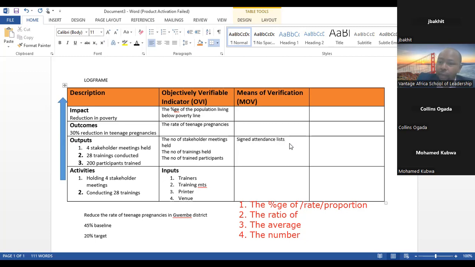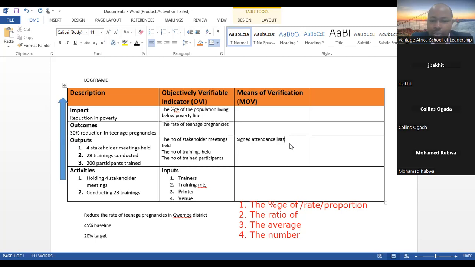A report is fine, but a report is for telling us how the situation was, not for verifying. We want to verify. And that is why when, for example, auditors come to your office, they will use the balance sheet, but they want the original documents. So that's very important. So signed attendance lists and payment receipts. If you had a contract with a trainer, maybe the contract and those kind of things. So that is what is called means of verification.